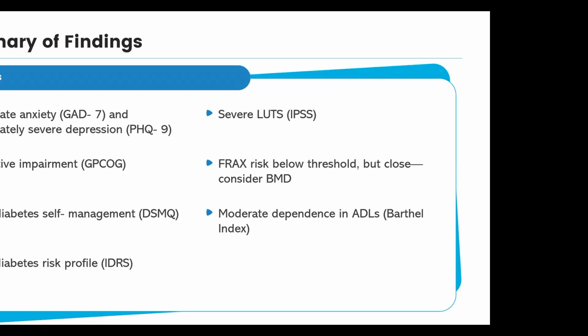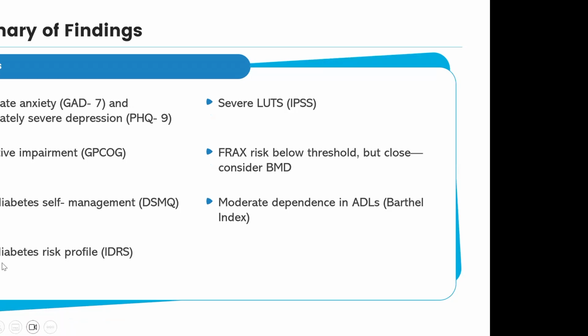this gentleman has cognitive impairment, poor diabetes control, high risk, severe lower urinary tract symptom obstructions, and FRAX score is below threshold, so we did not act, but we still want to do a BMD because even though he is not having a high score above the threshold of action, he still needs to be screened because of his diagnosis of diabetes and overweight, BMI being 28. Moderate dependence on activities of daily living. So he would at some point of time require help in his activities of daily living.